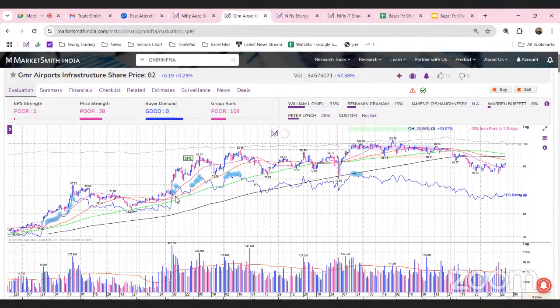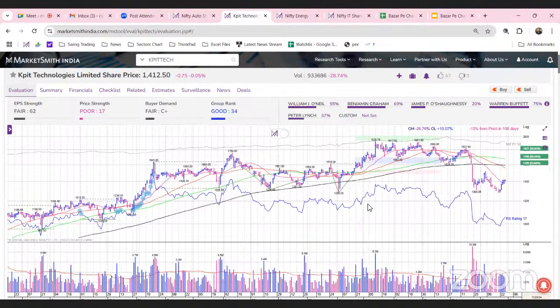Next one is KPIT. Negative trend, but yes, it took support around the 100-week moving average and is showing a bounce back. Maybe the bounce back will remain in continuation in coming days also toward the 1500 kind of zone. Otherwise, overall trend is negative.